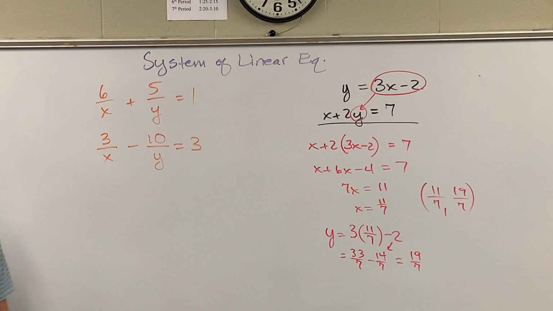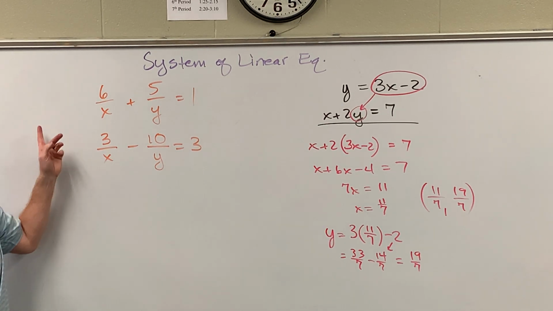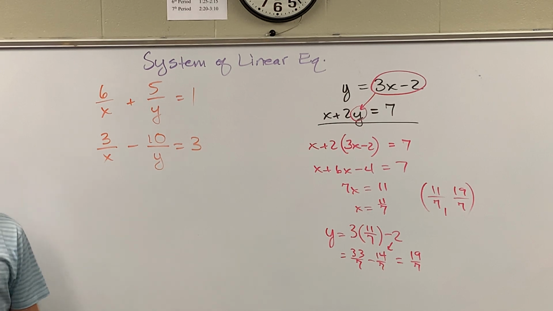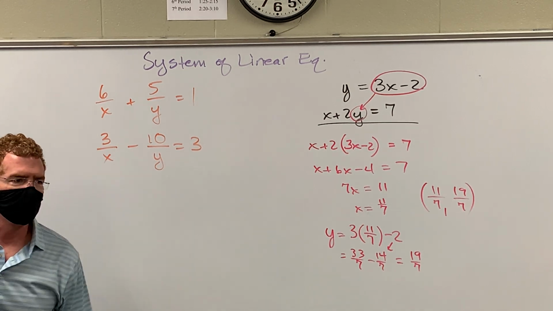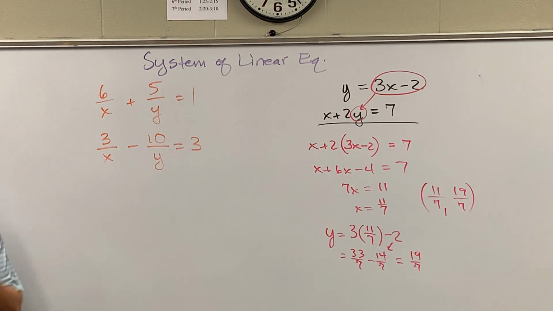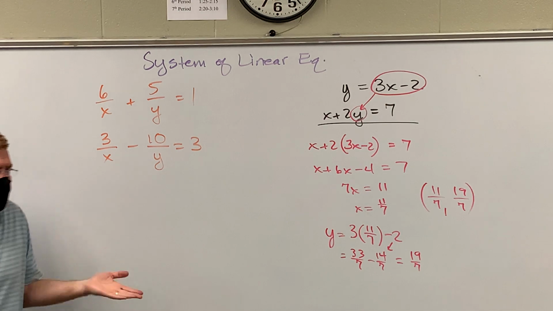Now, if I had $1 for every time somebody went, well, I'm just going to multiply everything through by an xy to get rid of my fractions, I'd have $1 million. Hundreds at least, maybe tens of dollars, but I'd have a lot of dollars, okay? So don't do that. What's my goal?